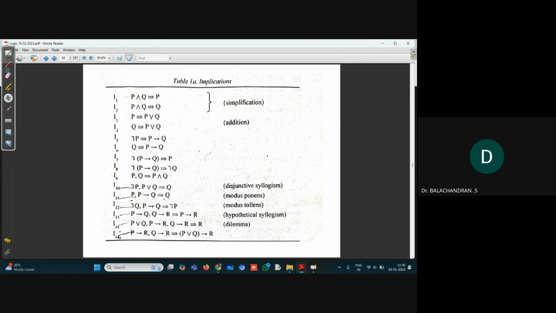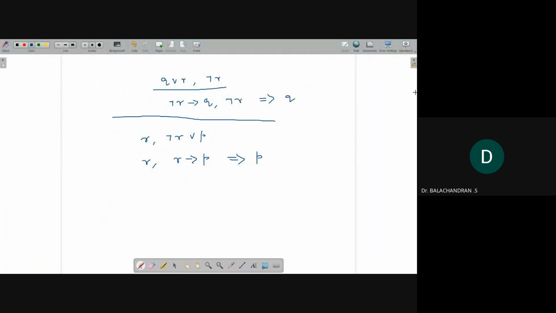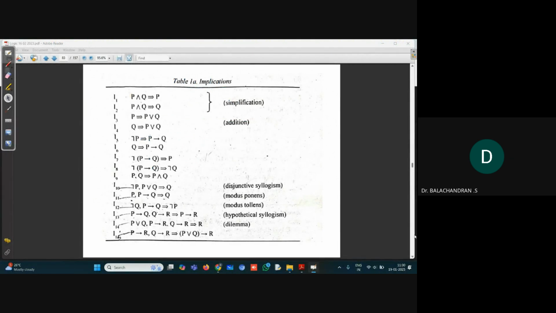I10 is negation P, comma, P or Q implies Q. So suppose here you have P, and here you have negation P or Q. So that time also you'll get Q. So you should remember I10. Negation P here and P there, or P here and negation P there. In both cases, you will get Q.